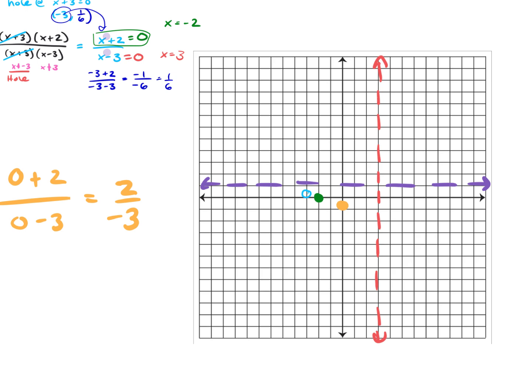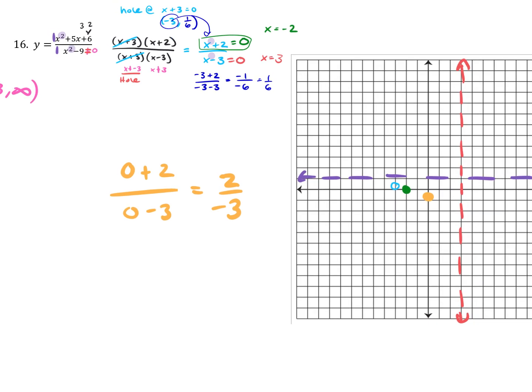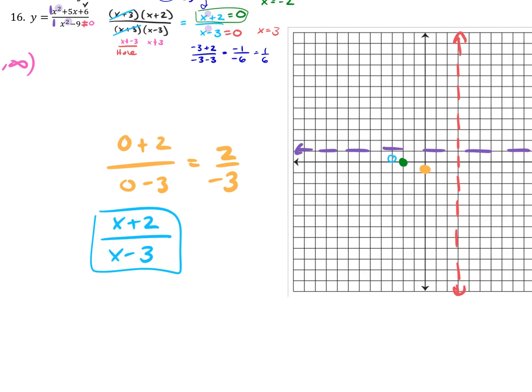So I'm going to say let's plug in 1. You can plug it into the original or the simplified version. It doesn't matter. It's going to be easier to plug it into the simplified version, so that's what I would recommend. We're going to plug it into x plus 2 over x minus 3. So this is what we're plugging it into.